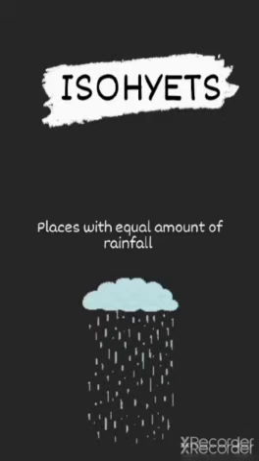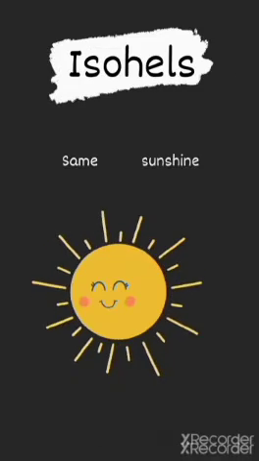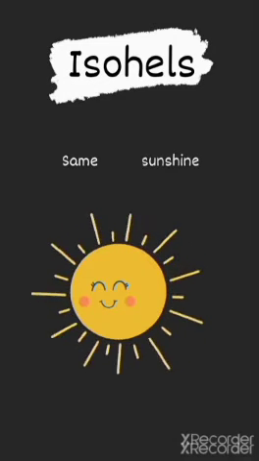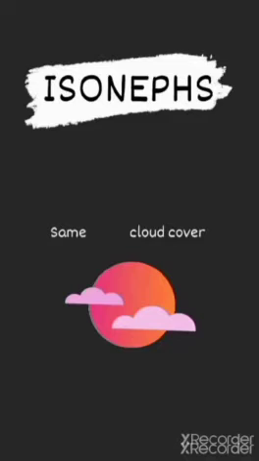Isohyets. These are the lines which represent the places with an equal amount of rainfall. This is the average amount of rainfall taken for a specific time period. As sunshine is also a weather element, isohels are the lines which represent places that have an equal average amount of sunshine over the day. Similarly, isonephs are the lines which represent the same cloud cover. This is the term which defines how cloudy the sky was. It usually affects visibility, and it mostly affects flights.